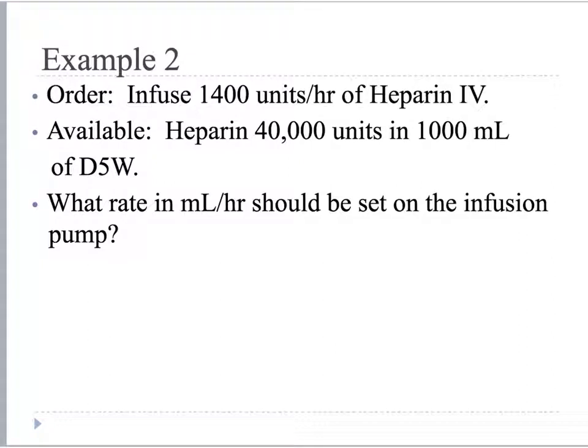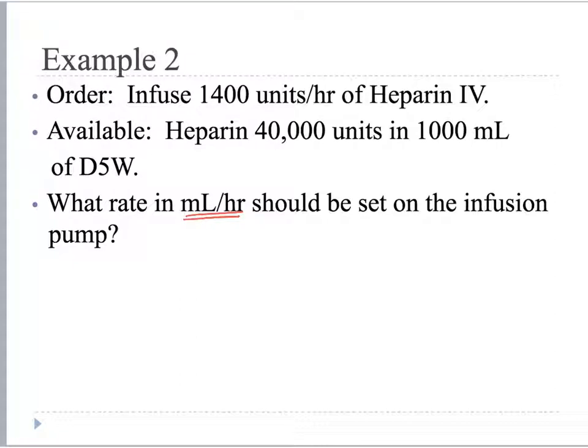Example 2. Our order is to infuse 1,400 units per hour of heparin IV. What's available is heparin 40,000 units in 1,000 milliliters of D5W. What rate in milliliters per hour should be set on the infusion pump?